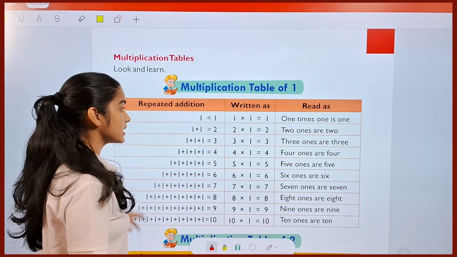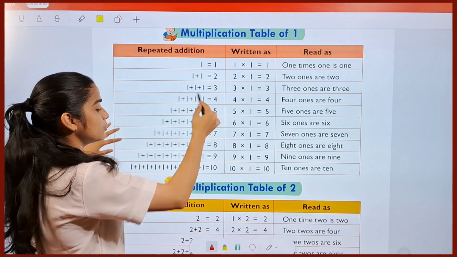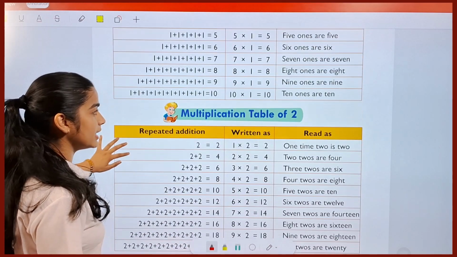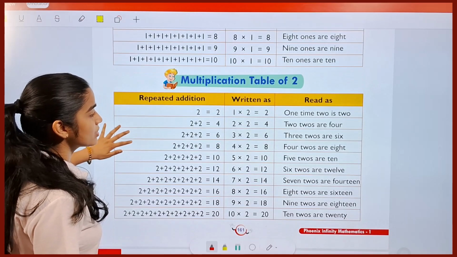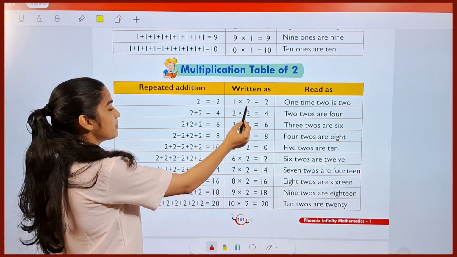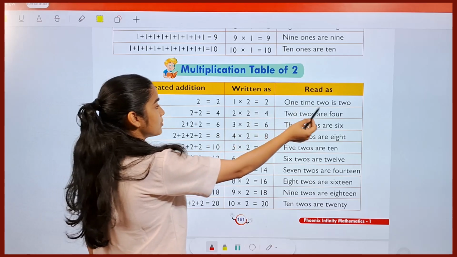It means this is the table of 1, which is 1, 2, 3, 4, 5, 6, 7, 8, 9, 10. Next, we have 2's table, which means 1 multiplied by 2 is 2. So 1 times 2 is 2.